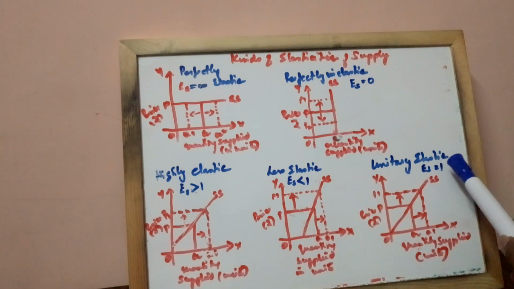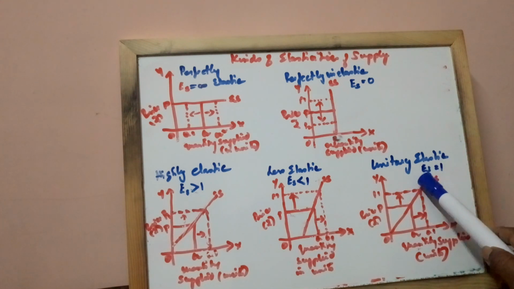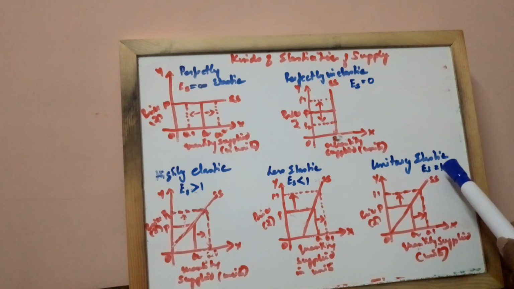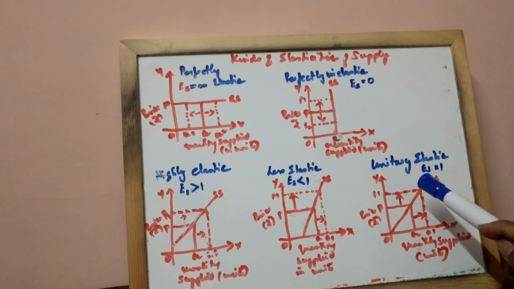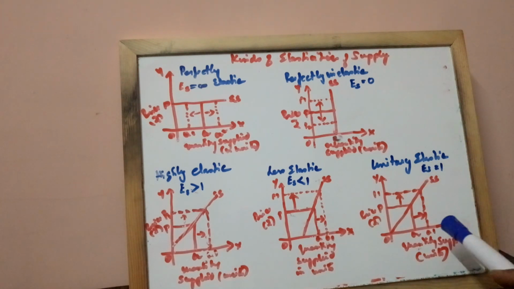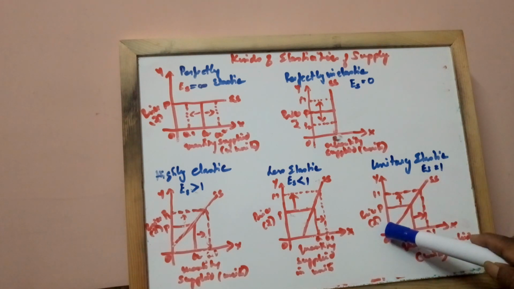Now next one, unitary elastic, supply elasticity is equal to 1. So when the percentage change in quantity supplied is equal to the percentage change in price, so both these are equal, which is said to be unitary elastic. So elasticity of supply is equal to 1 and the supply curve is a straight line passing through the origin.